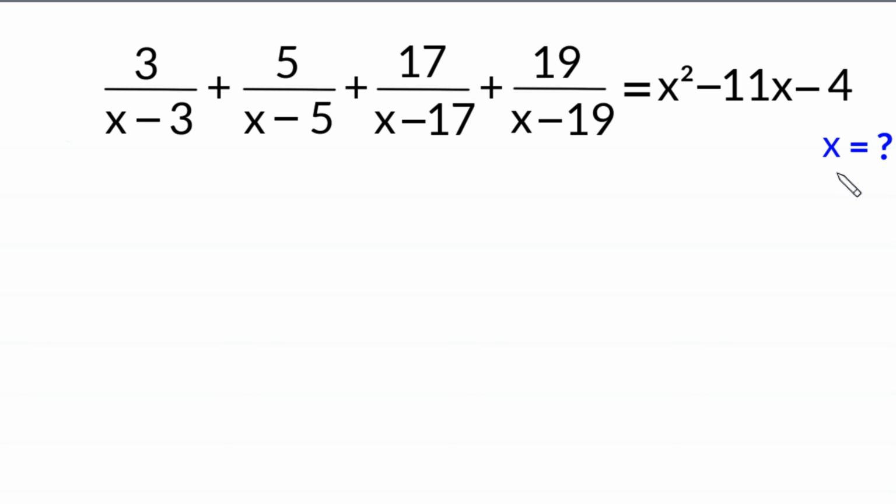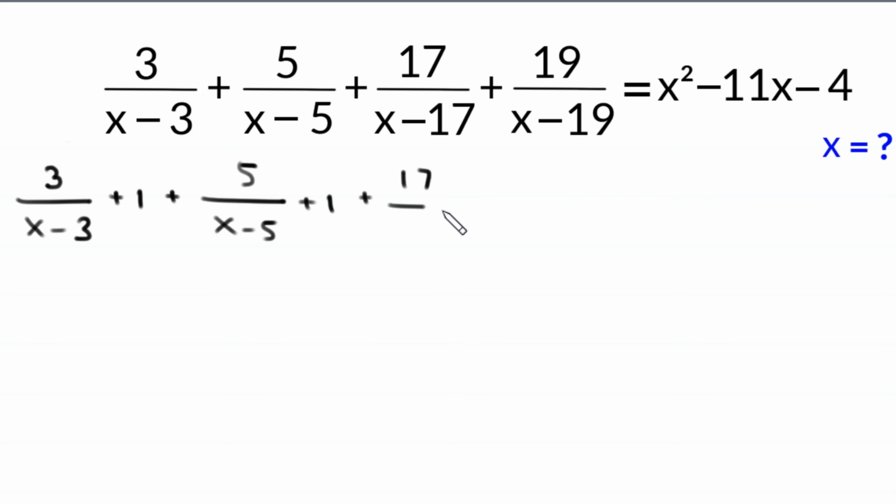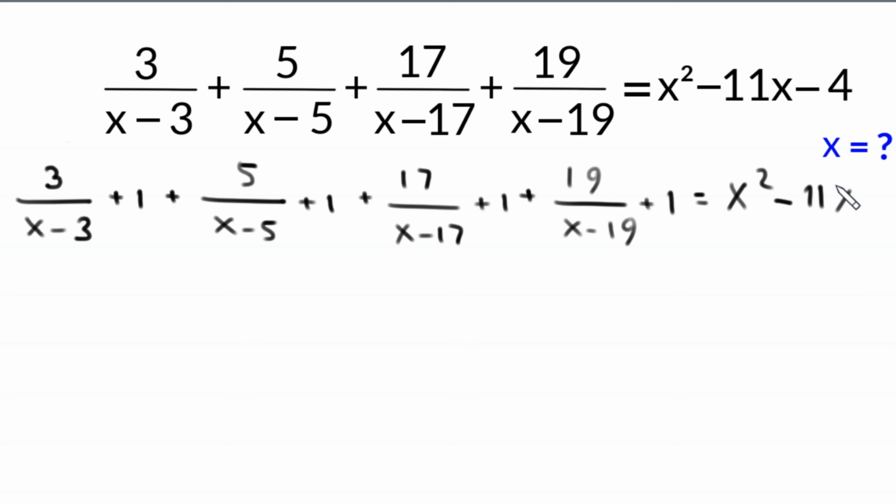So let's start. First we add 4 to both sides. So this will become 3 divided by x minus 3 plus 1, plus 5 divided by x minus 5 plus 1, plus 17 divided by x minus 17 plus 1, plus 19 divided by x minus 19 plus 1, equal to, at the right hand side we are left with x squared minus 11x.